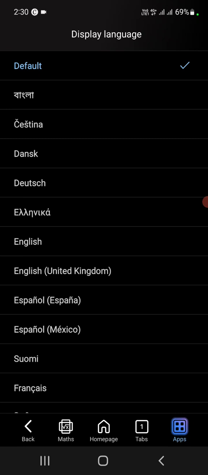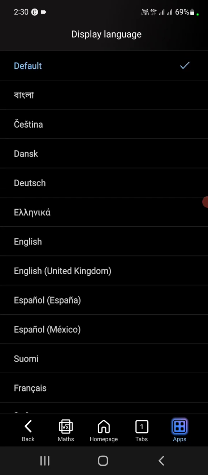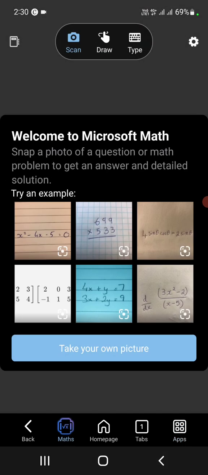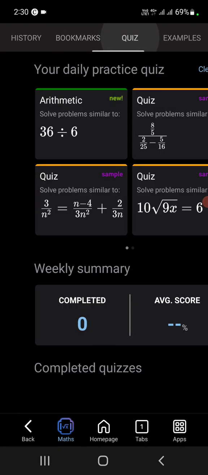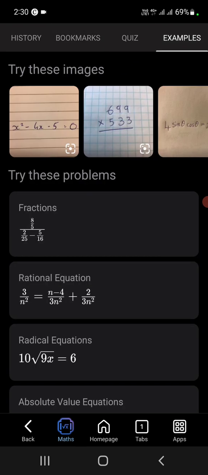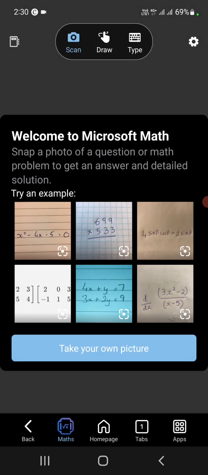So you can also take settings. You can also select the language, and here's the language. Here's my history, bookmark, quiz, examples. Some of the examples are given. So go back.